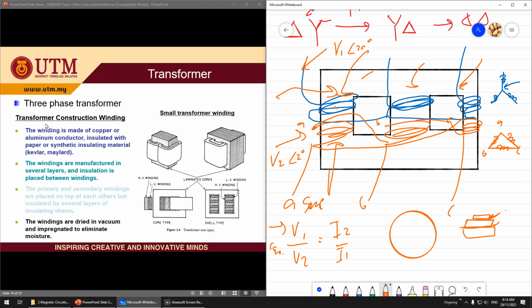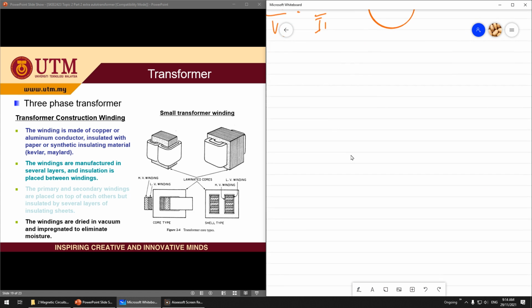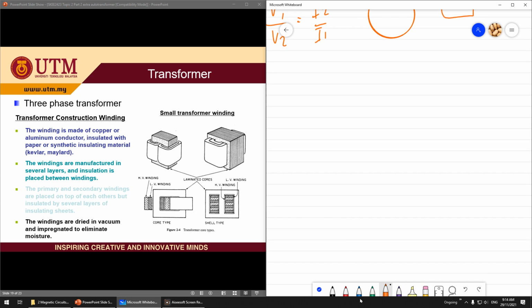Okay, this is another construction of a three-phase transformer. Windings are usually made of copper or aluminium conductor, insulated with paper. Something like this. And the windings are manufactured in several layers, already explained. You have a winding here. It's not only one layer, you have multiple layers. So what it means is, let me show you.